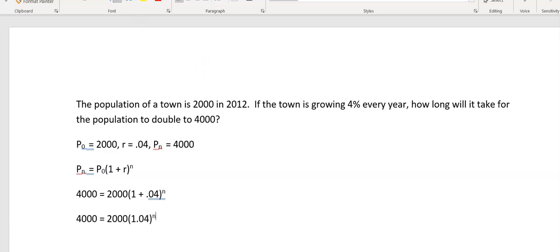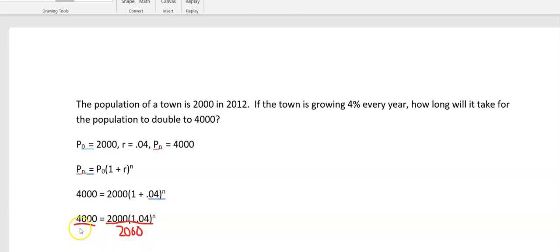Now, it's very important to note that we cannot multiply that 2,000 times that 1.04 because that 1.04 is being raised to an unknown power. So what we need to do instead, I'm going to go to my draw feature here, is the very first step is to divide out the number that is sitting in front of this exponential portion right here. So I'm going to divide this by 2,000. And of course, what I do to one side, I've got to do to the other side.